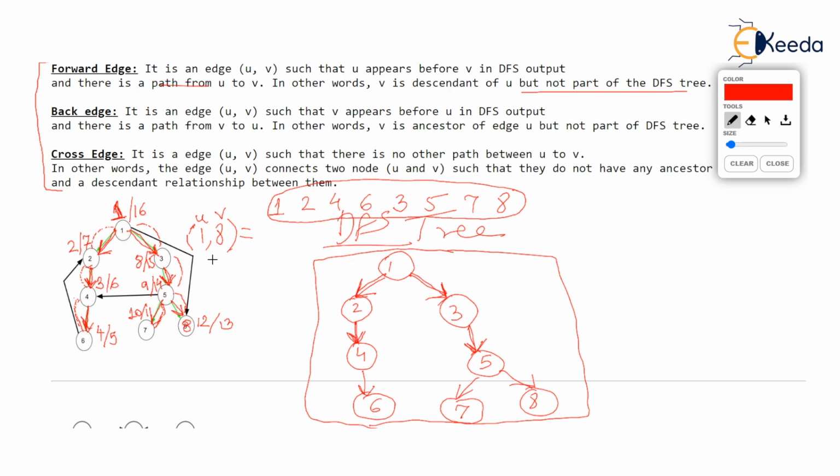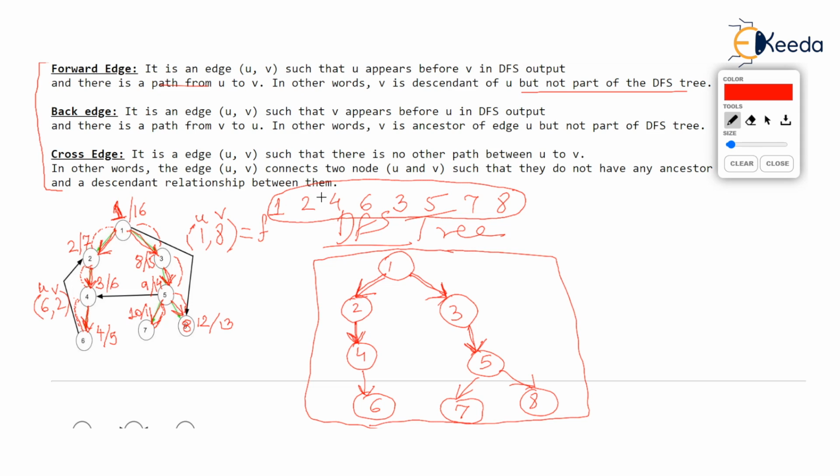Let's see one more example. See this edge, 6 comma 2. Then u is 6 and v is 2. Now the definition of a forward edge is, if the edge is u comma v, then u should appear before v in the DFS output. Let's see whether 6 appears before 2. U must appear before v. Whether 6 appears before 2? No, 6 appears after 2. In fact, 2 appears before 6, isn't it?